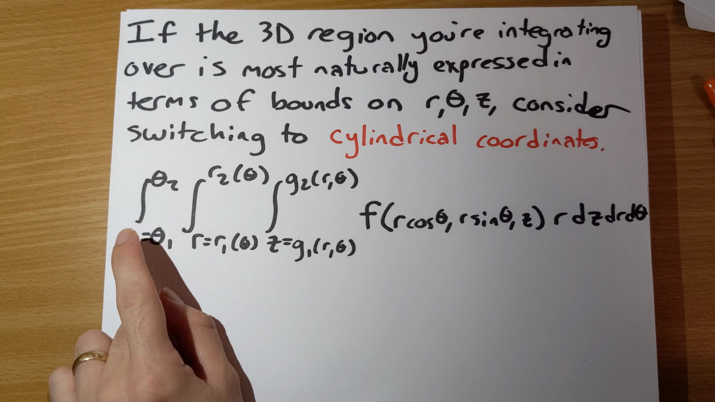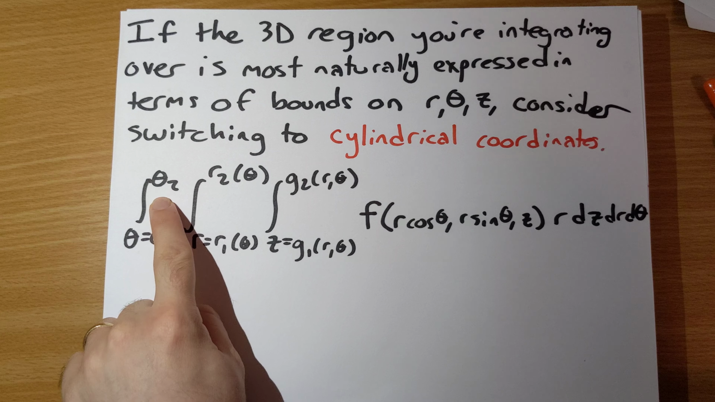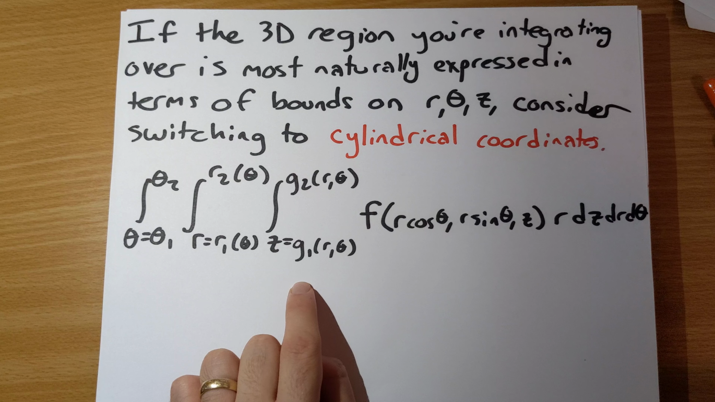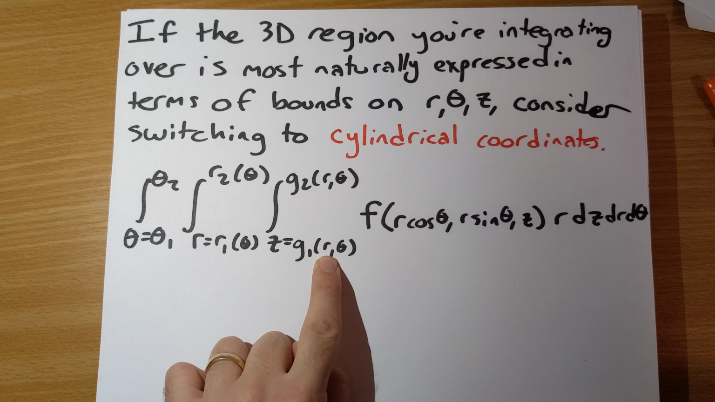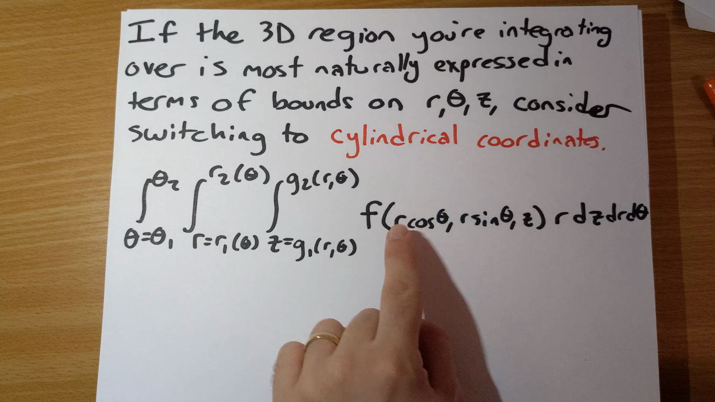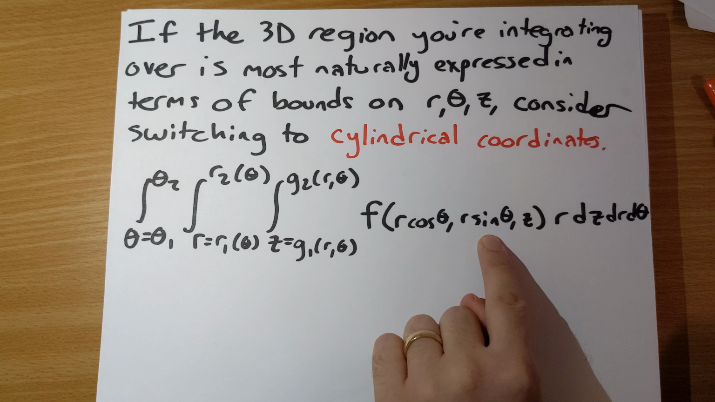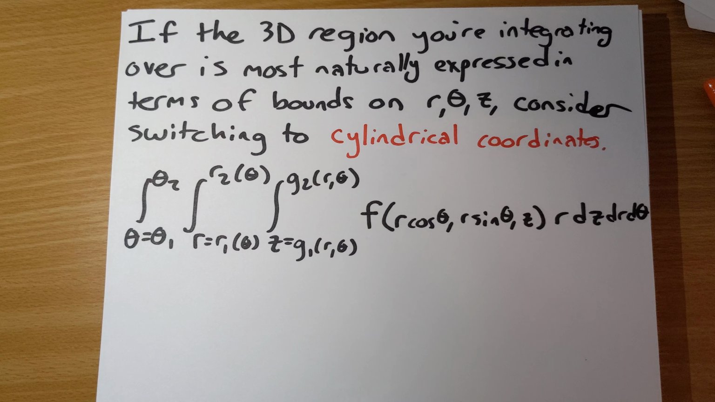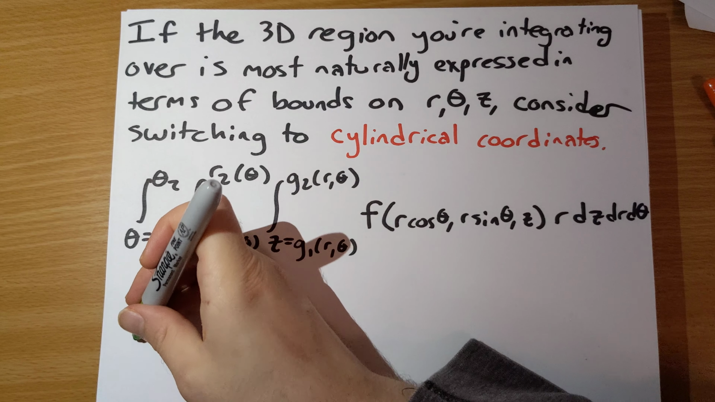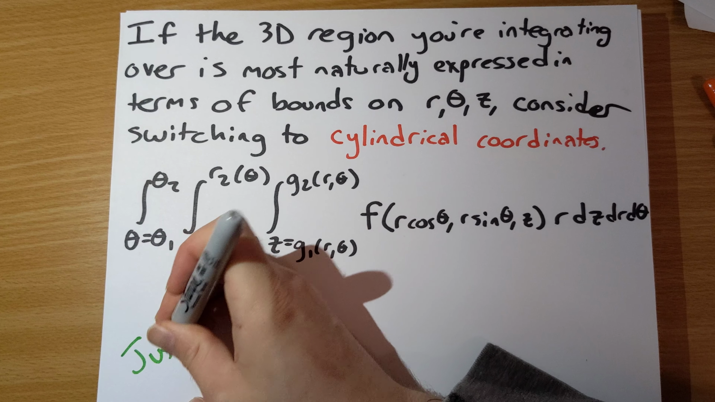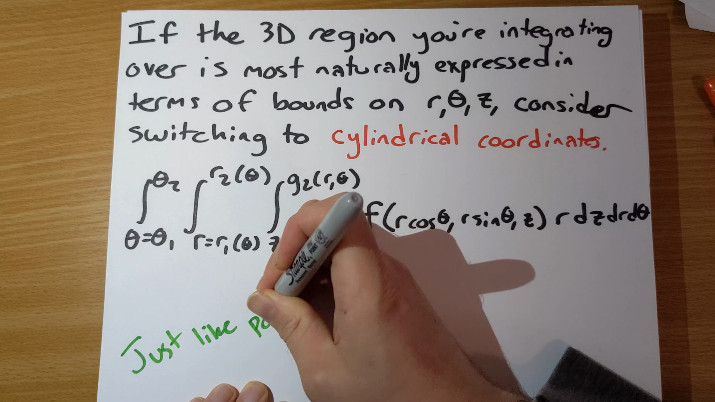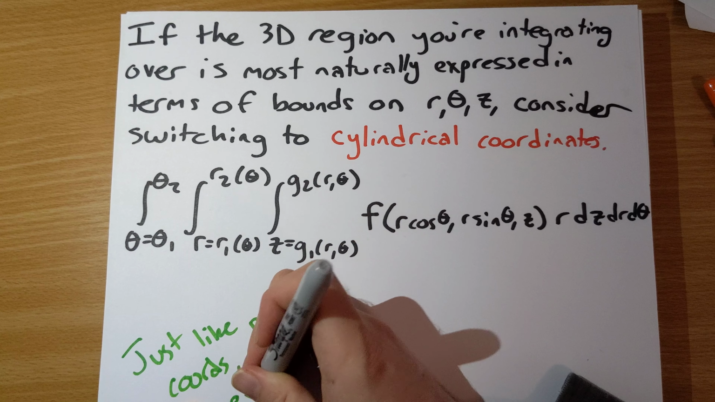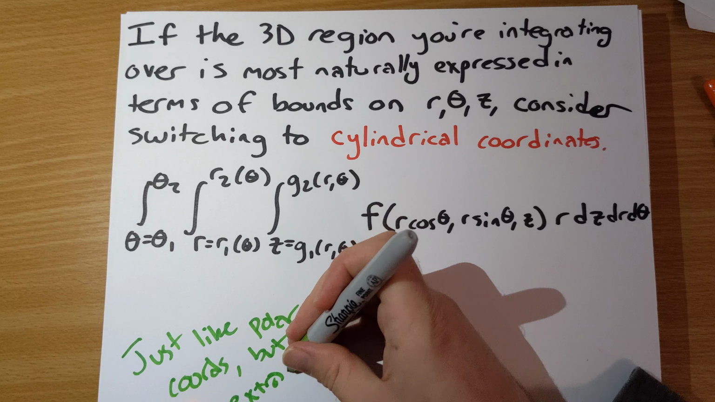So what we're going to do is theta runs from theta 1 to theta 2. R runs from r1 of theta to r2 of theta. Z runs from g1 of r comma theta to g2 of r comma theta. F of r cosine theta, r sine theta, z, r dz, dr, d theta. So the big summary here is that this is just like polar coordinates, but with an extra z variable.